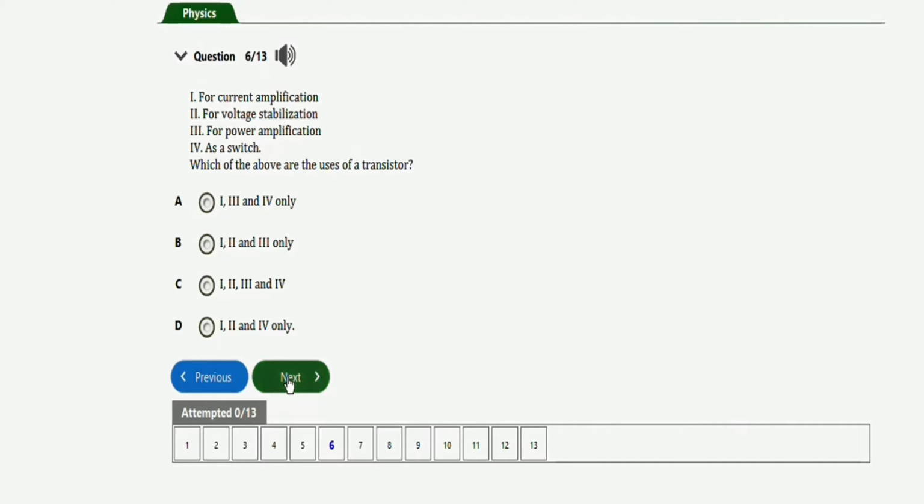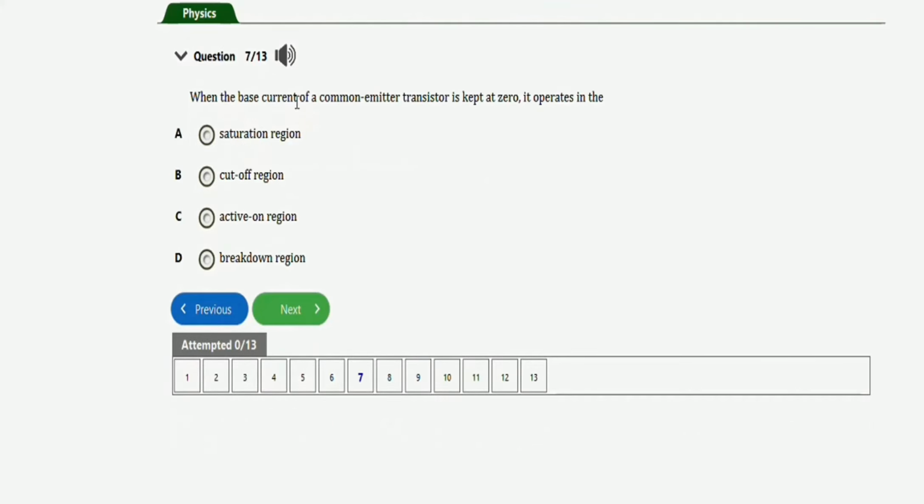Next question says when the base current of a common emitter transistor is kept at 0, it operates in the saturation region, cutoff region, active region, breakdown region. The right option is option B, which is cutoff region. Take note of this.